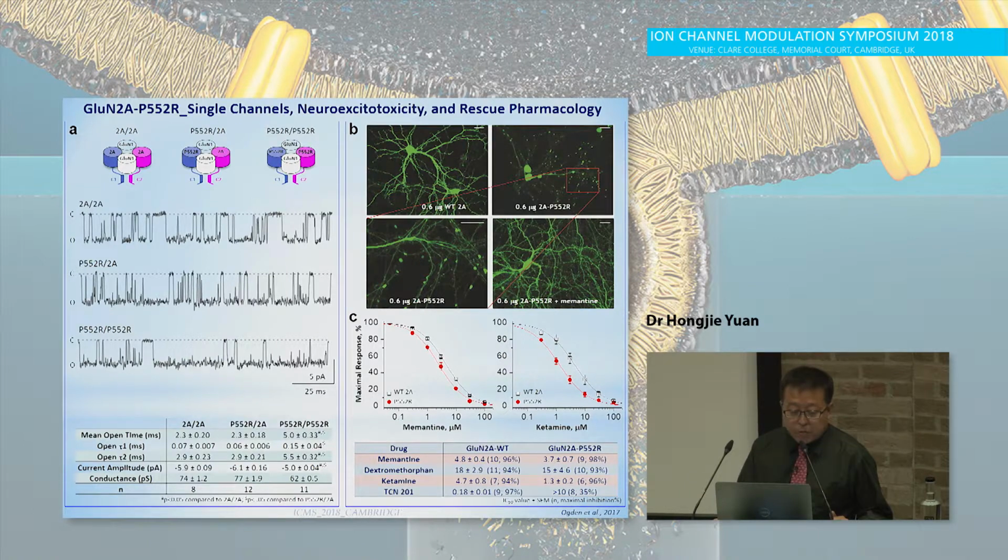Since the P552R showed a highly unusual response time course, we sent it out for further investigation. We did outside-out single-channel patch clamp on transfected P552R receptors. You can see a single copy of the mutant showed no significant change in mean open time and the channel conductance level, but the double copy of the mutant showed increased mean open time with a decreased channel conductance level.